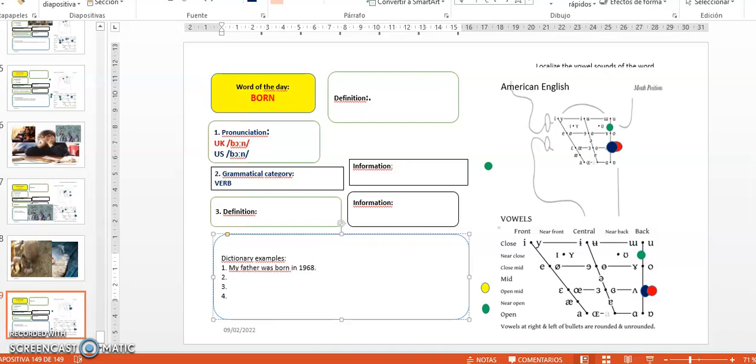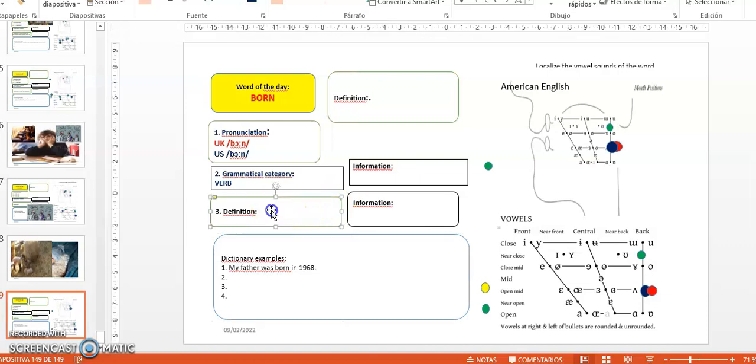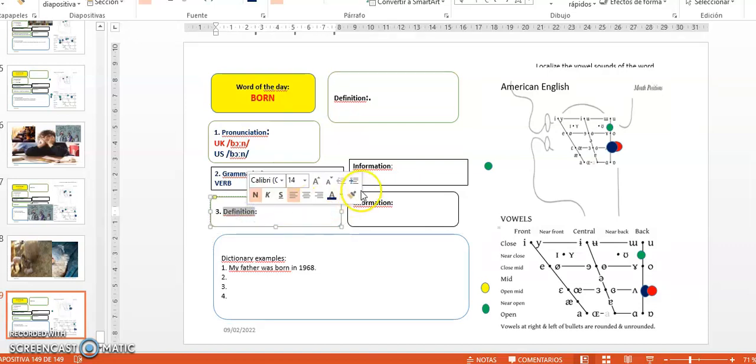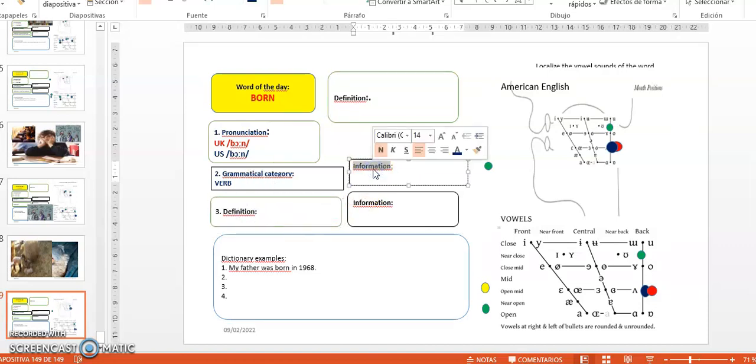All right, guys, please continue working. Practice the pronunciation, analyze the information very well, and create your own sentences. Write the definition. Don't forget to write the definition. And if you want to add some information, just do it.